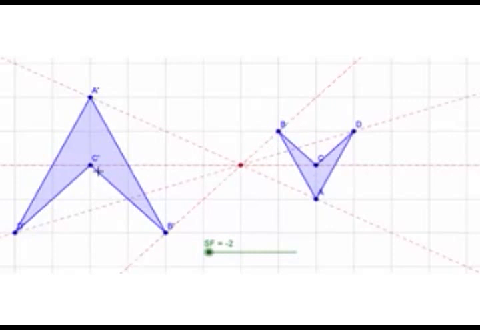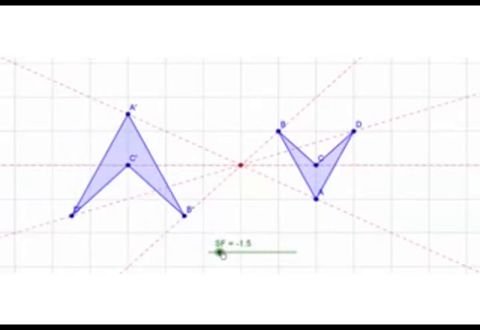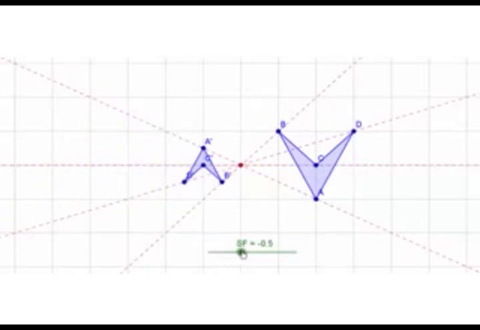One common mistake is that students often think that negative enlargement means the image is reduced in size. No, it simply means it lies on the opposite side of the center of enlargement. And so that's what happens in enlargement.